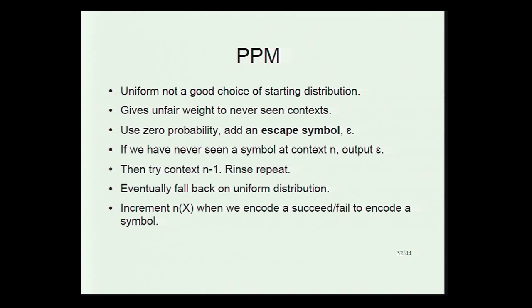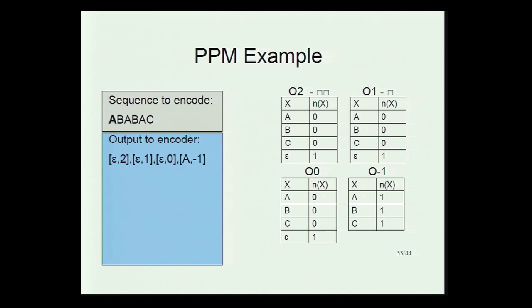The counts we're keeping, we'll increment counts in all of our contexts, even if we fail to encode a character, but not in lower order contexts if we succeed to encode at a higher order. So I have an example now for you all of PPM in action. We're going to encode the sequence ABABAC. And here we have some of the tables that PPM is using.